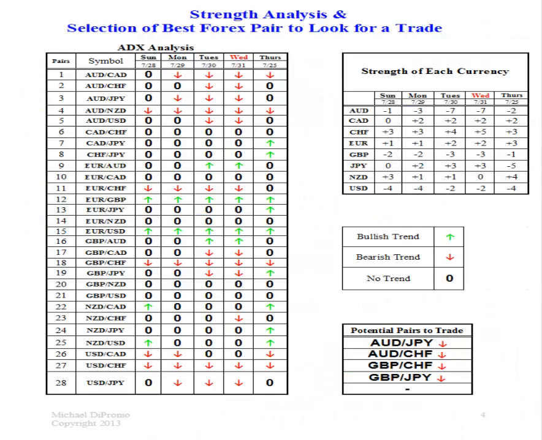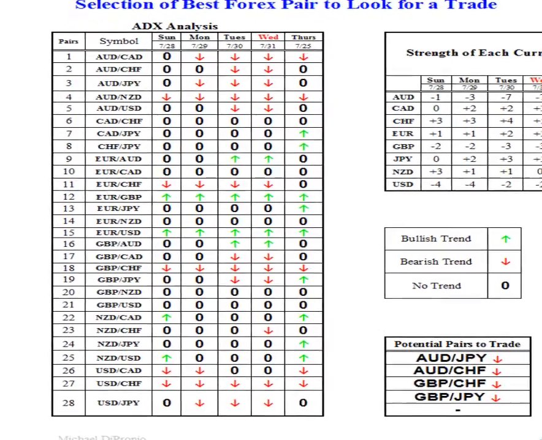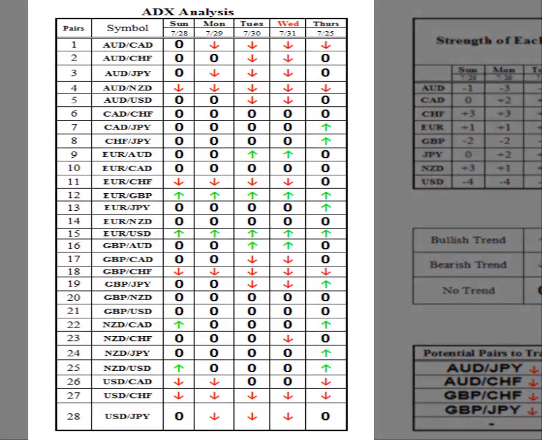We do our daily analysis after 5 p.m. Eastern Standard Time. We do this because the Forex trading day ends at 5 p.m. The first thing we'll analyze is the ADX. The ADX indicator can be red or green.